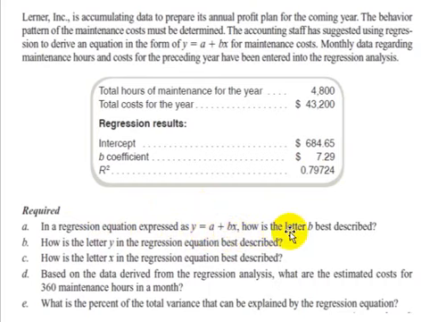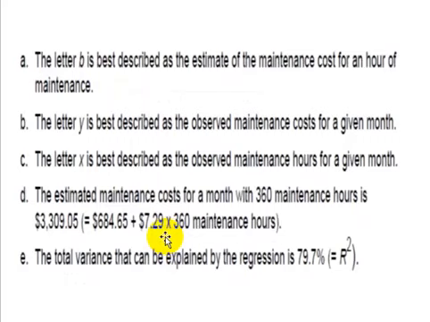Required: the regression equation expressed as y equals a plus b times x. How is the letter B best described? B represents the coefficient of variable cost, or variable cost per hour. The letter B is best described as the estimate of the maintenance cost for an hour of maintenance.